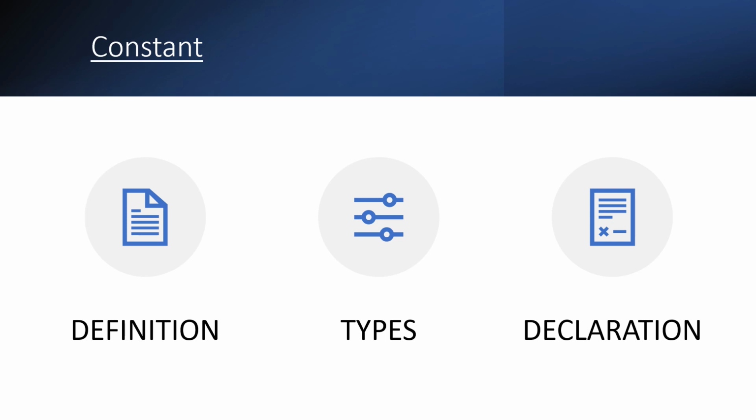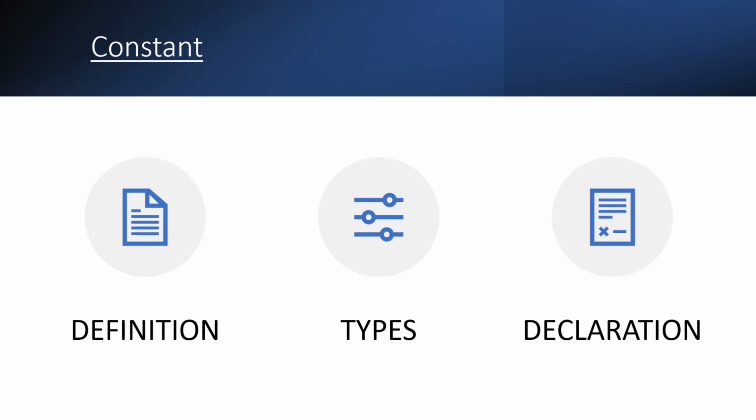A constant is an explicit data value that is specified by the program. The value of a constant is known to the compiler at compile time. Now there are four types of constants in C++ programming, that is integer type, floating point type, character type, and string type.